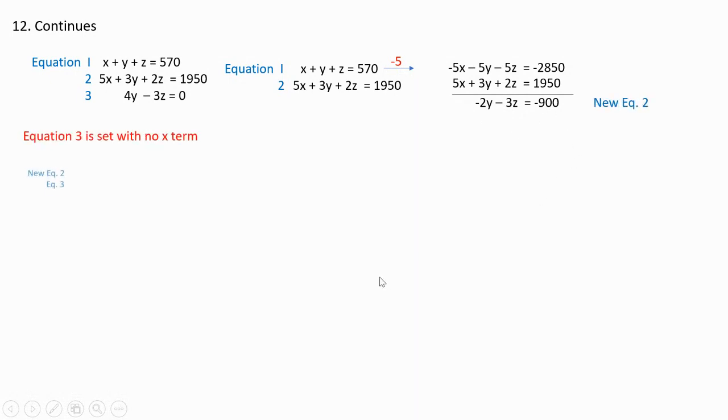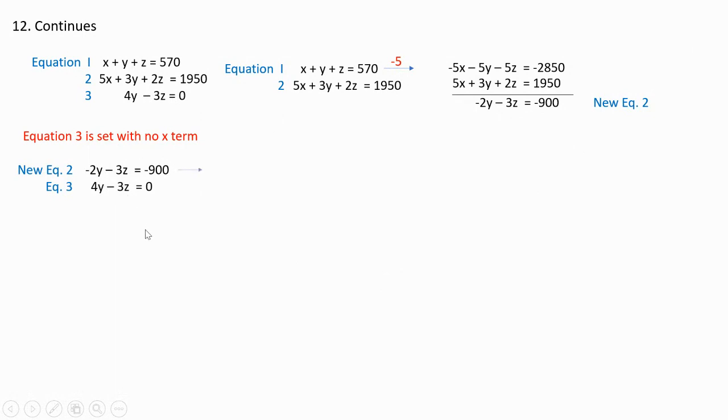Now I repeat the process. But here, guys, right here we don't have an x, right? There's no x, so I don't have to do the next step. So this is my equation 2, and this is my equation 3 here, right? Because again, there was no x. I don't need to do the second step.